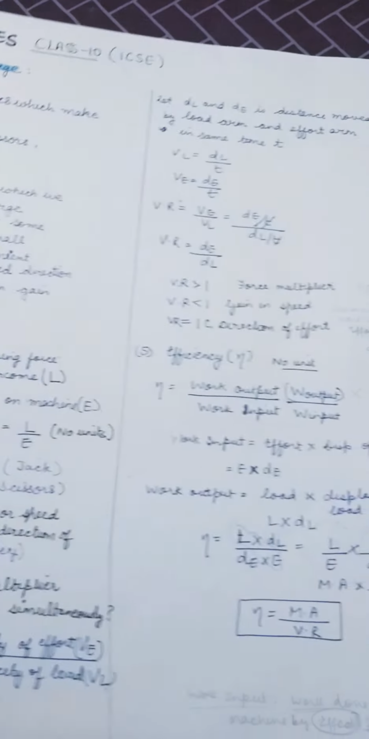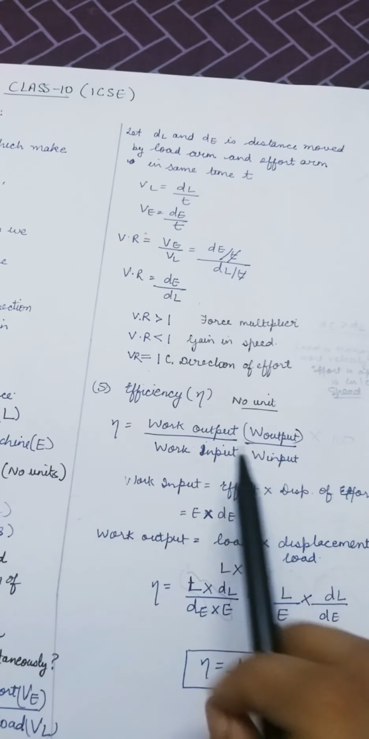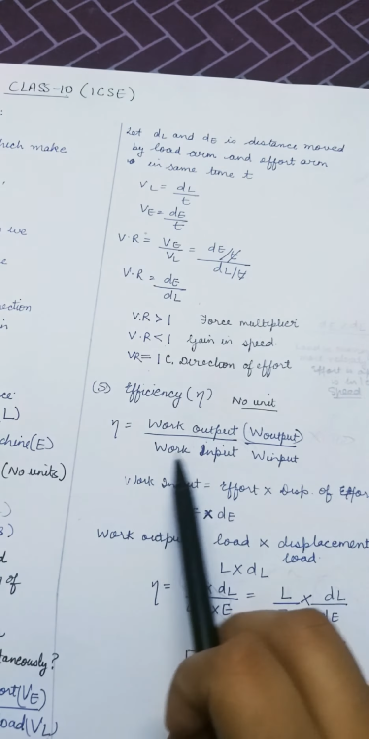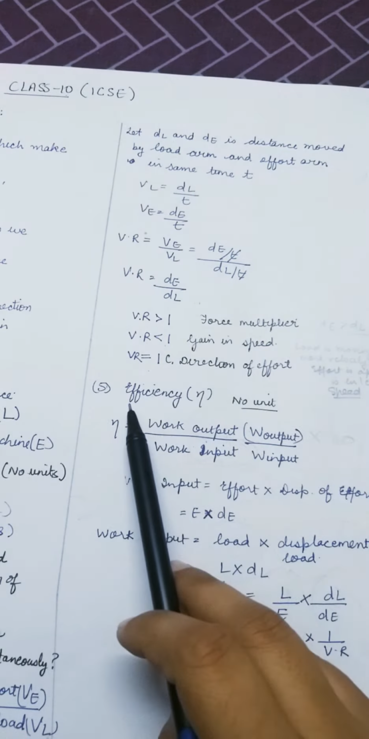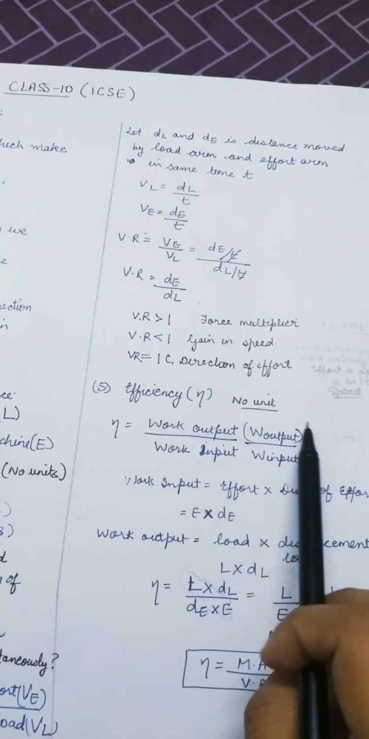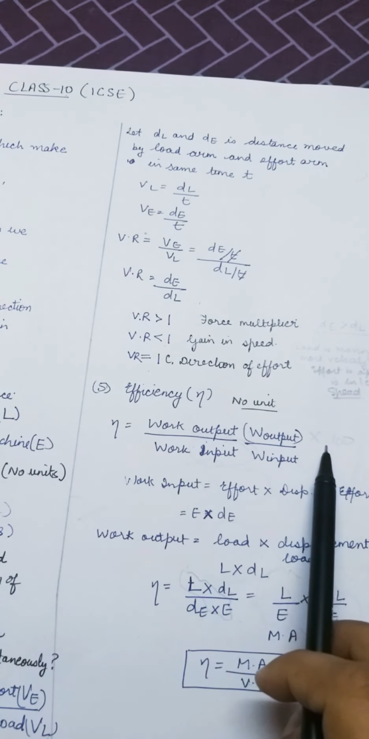And now we move on to the last topic of today, which is efficiency. Efficiency is nothing but work output by work input, and if you want to find efficiency in percentage, you just have to multiply this answer by 100, right? So your answer will come out in percentage.